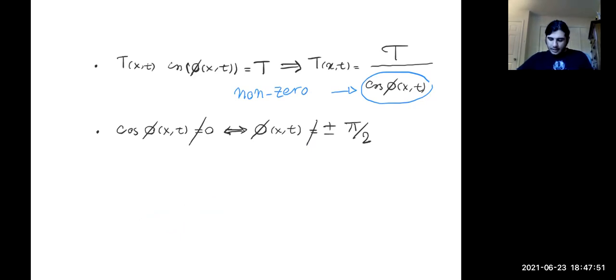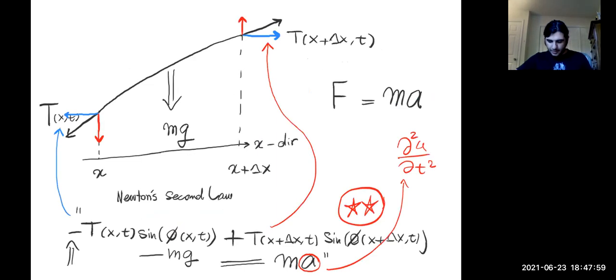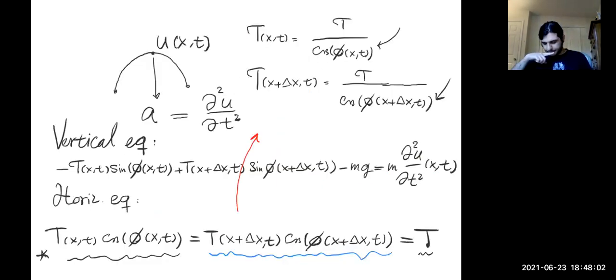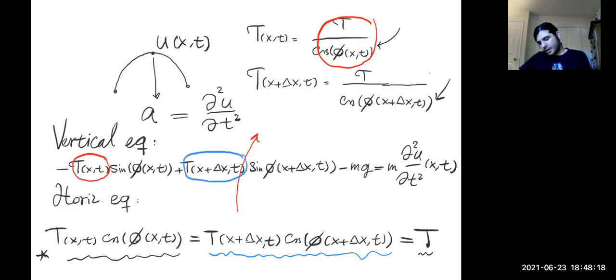Great. Now, let's go back and look at the equation we had here. Not this one, this vertical equation. So I can replace this T here by what I have here, because they're equal, and I can replace this T here by what I have here. So that's what I'm going to do. I'm going to replace T(x,t) by this constant T over cosine of phi. Same thing for the other term.